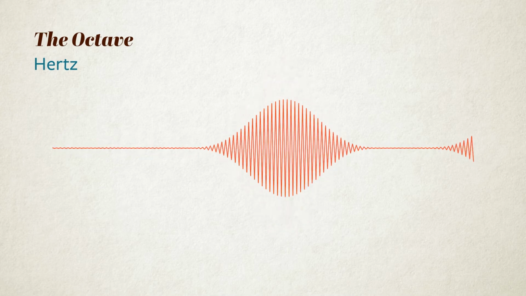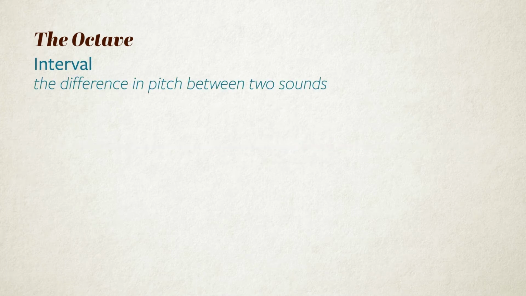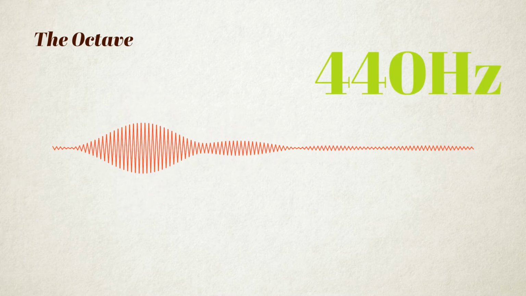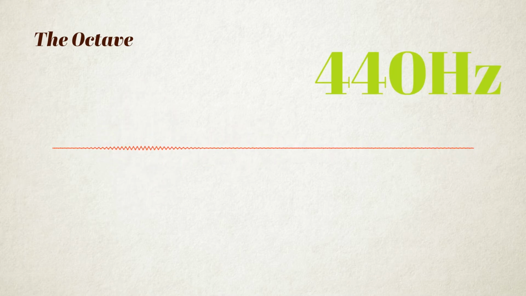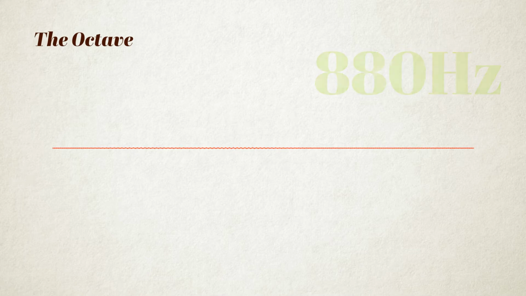When we talk about the distance in pitch between two different notes, the distance is known as the interval. We're going to look at a really important musical interval called the octave. The octave is the interval between two notes where one vibrates twice as fast as the other. For example, this note is at 440 Hertz, and this one is at 880 Hertz, exactly twice the frequency, and they are an octave apart. That is to say, doubling the frequency of a note moves it up an octave.